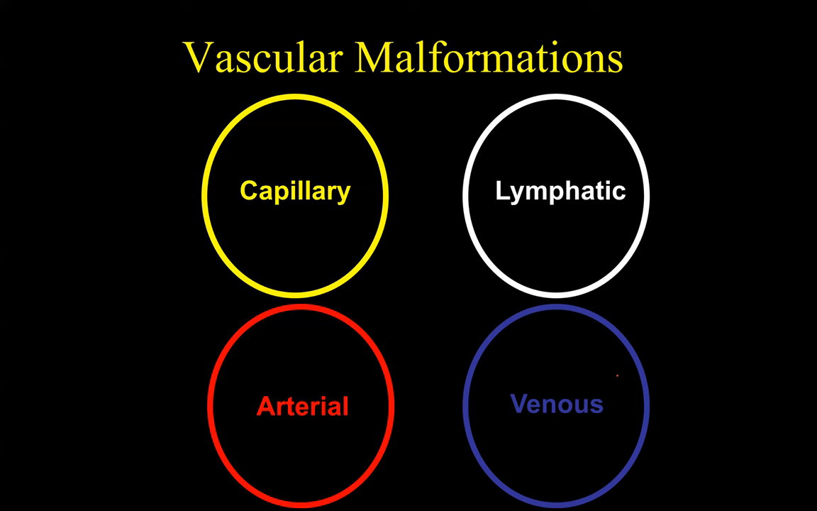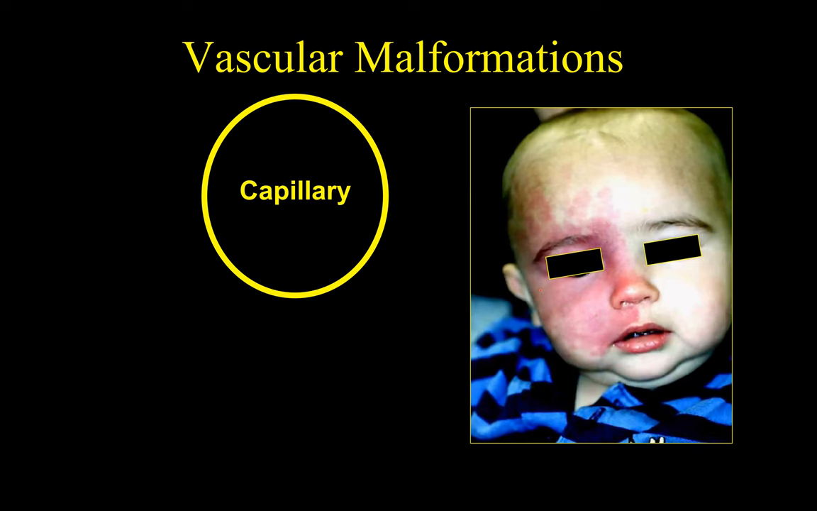So what I want to do in the next portion of the talk is give you the characteristic imaging findings that are associated with each one of these vascular malformations if they arose individually. Notice how these rings right here, the Olympic rings, are not crossing. They're completely separate.